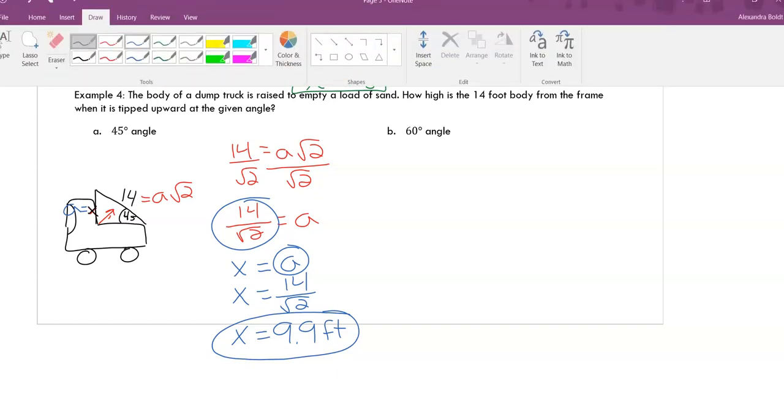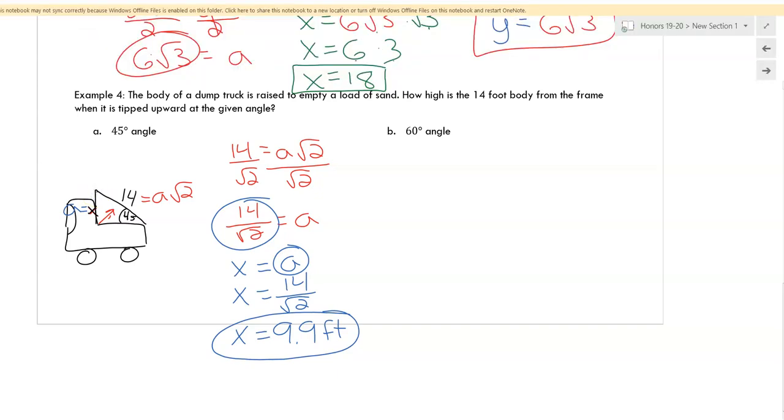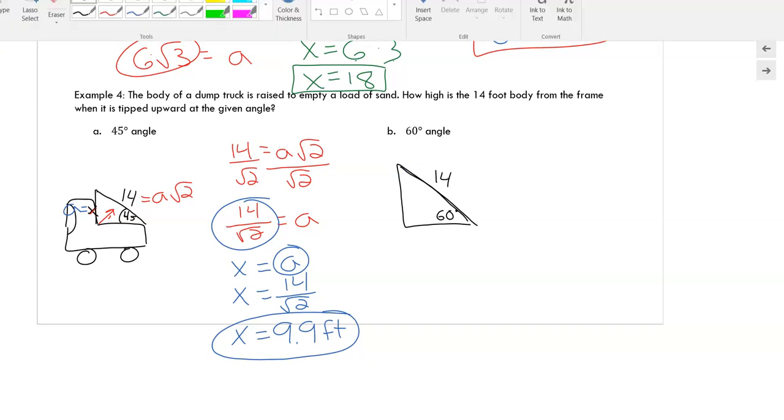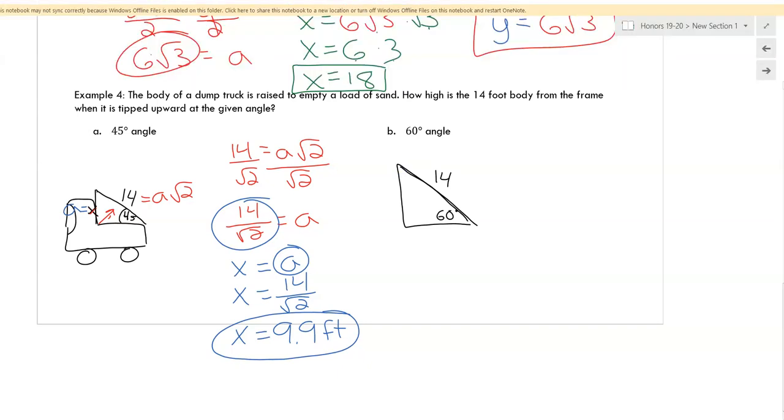Alright, same thing with the 60-degree angle. I'm just going to copy that triangle, not the whole truck. But now this is a 60-degree angle. I still know the bed of the truck can't lengthen as it gets raised up. It just raises up. So the bed that's being lifted is still 14 feet. And then I'm still looking for that height.